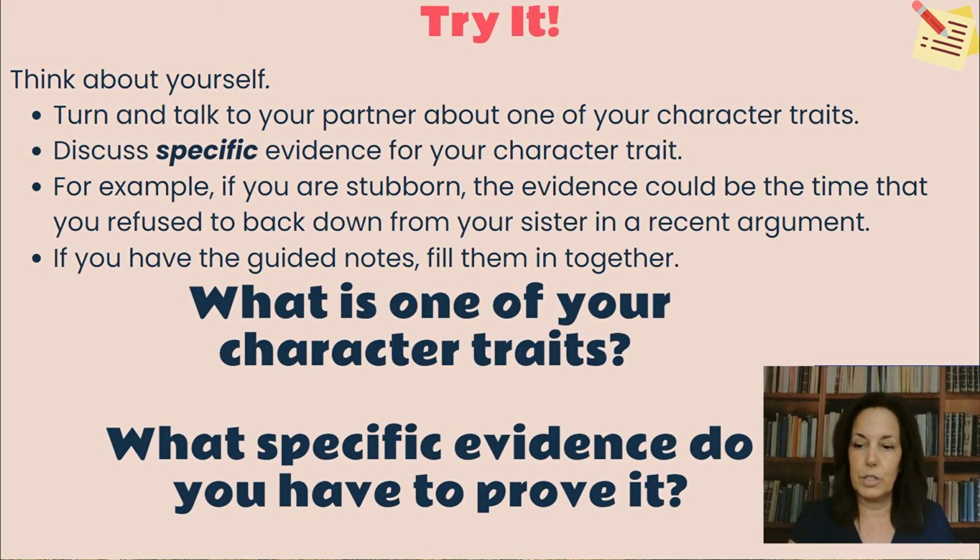So now you're going to try it. You're going to think about yourself. Turn and talk to your partner about one of your character traits. Discuss specific evidence for your character trait. So, for example, if you are stubborn, the evidence could be the time that you've refused to back down from your sister in a recent argument.